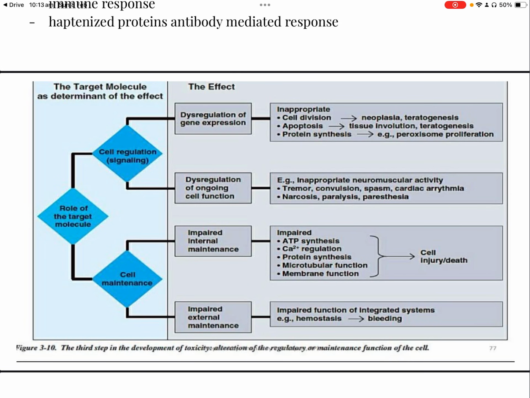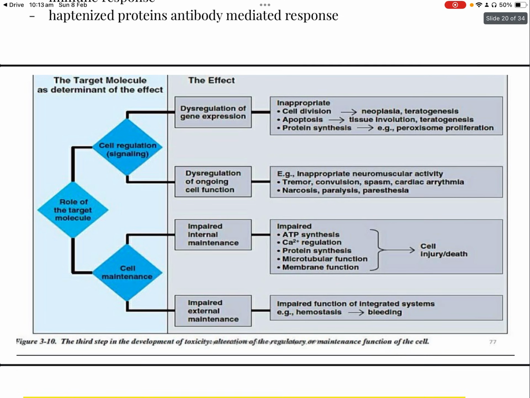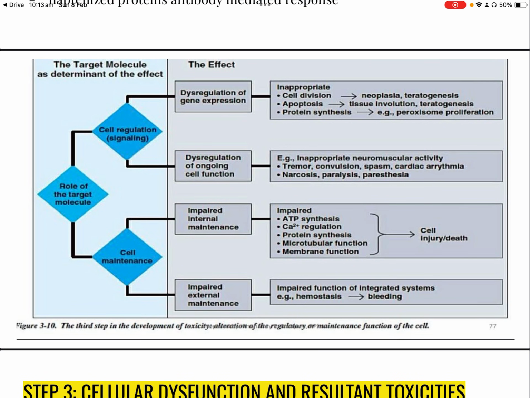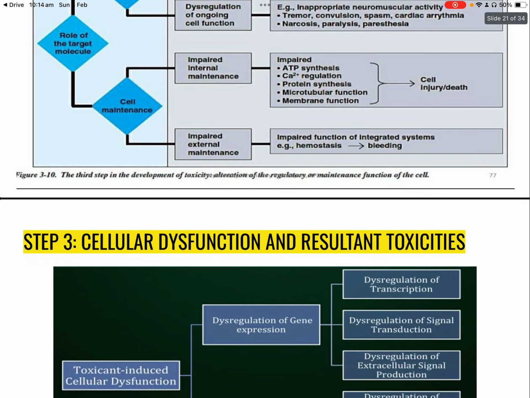Kindly just read on this one. This is a flow chart. We have here the role of the organic molecule. There are two categories, cell regulation and cell maintenance. In cell regulation, the toxicant affects things like dysregulation of gene expression and dysregulation of ongoing cell function. And then cell maintenance has impaired internal maintenance and impaired external maintenance. Just read on this one, class. I will not be very particular in this.